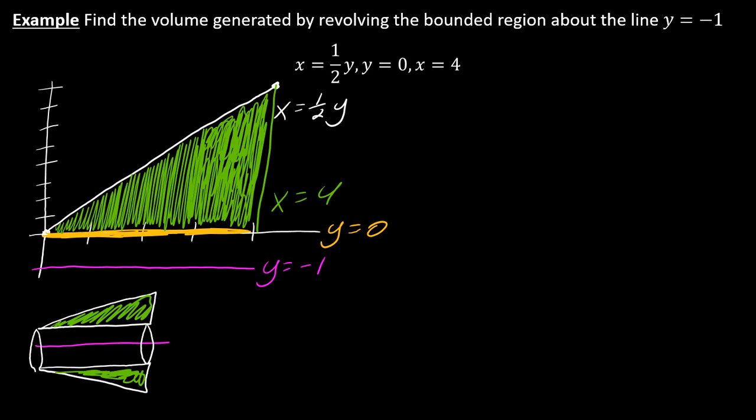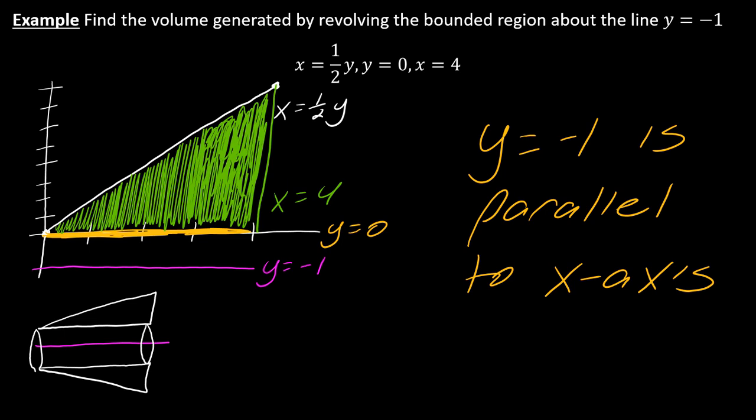Okay, so a couple of things we want to notice with this. In this case, y equals -1 is parallel to the x-axis. So you can see right away that this is very different from the previous problem. In the previous problem, I was rotating something that was parallel to the y-axis. So now that we're going to something parallel to the x-axis, what do you think is going to happen? In this case, we flip everything and we're going to integrate with respect to y.